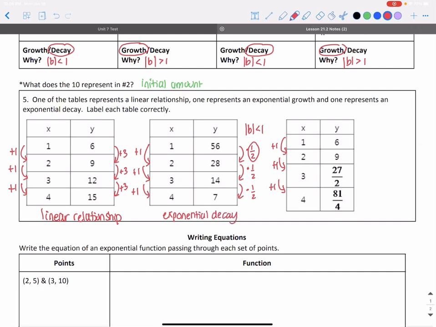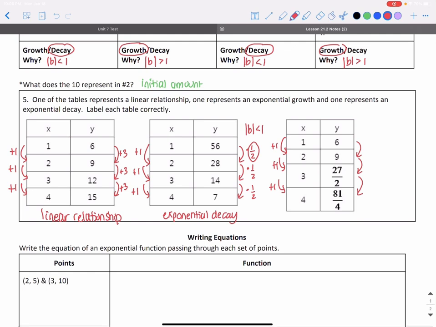For the third table, I'm looking at the pattern from 6 to 9, 9 to 27 over 2, 27 over 2 to 81 over 4. I know that I'm increasing by something each time. I'm not adding something consistently. It's not a constant rate of change, so it must be multiplication since I'm increasing.